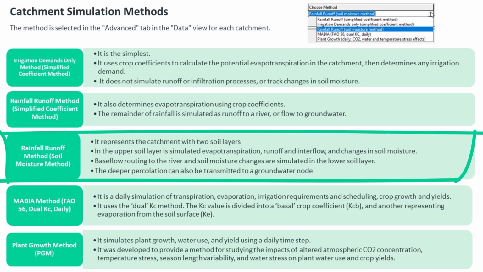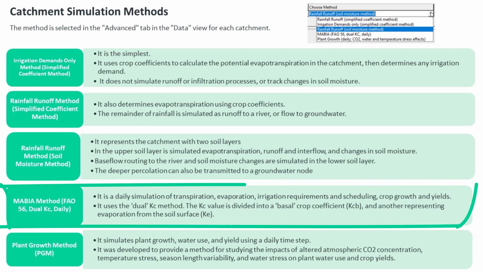WIP calculates evapotranspiration following the Penman-Monteith method. It uses climate data such as precipitation, temperature, humidity, wind speed, and cloudiness fraction.